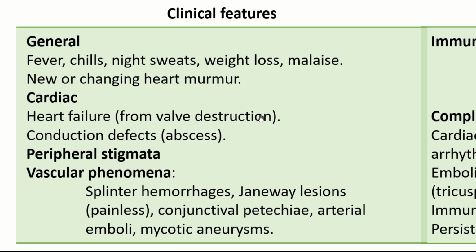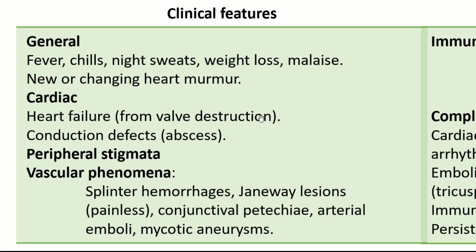And one of the most common things is that they're going to present with heart failure because of the destruction of the valve. So if the chordae tendineae holding the mitral valve rupture, we are going to have a mitral regurgitation, and that mitral regurgitation will present as heart failure, and it can happen for other valves. The most affected valves are the tricuspid and the aortic valves of the heart.